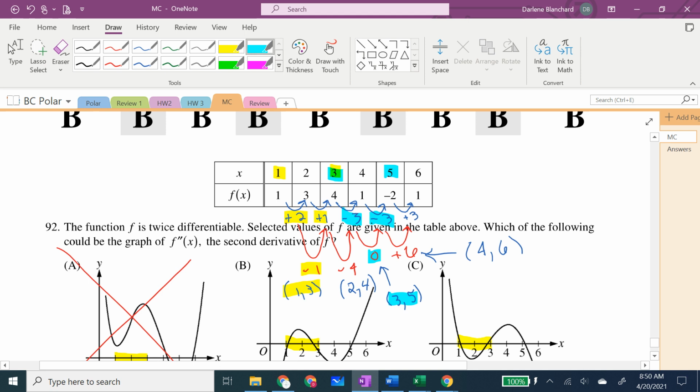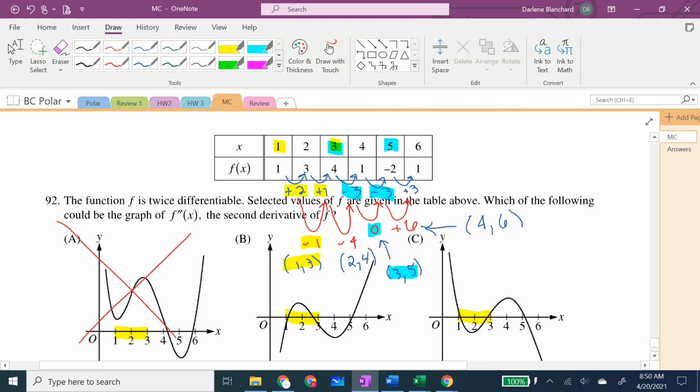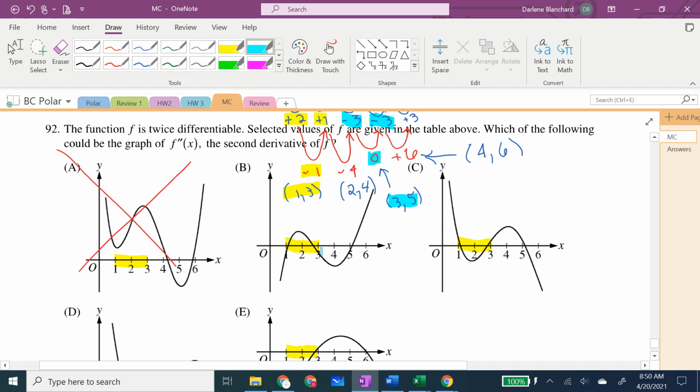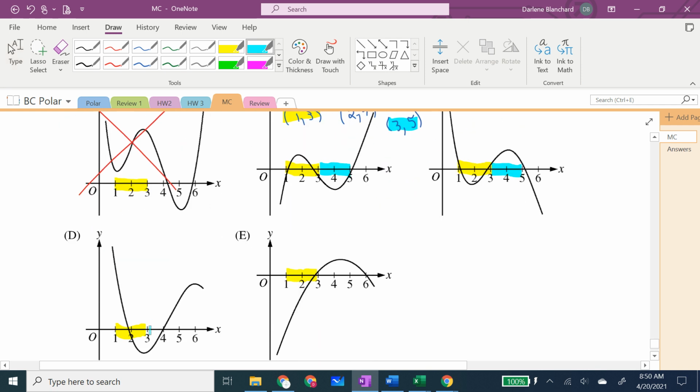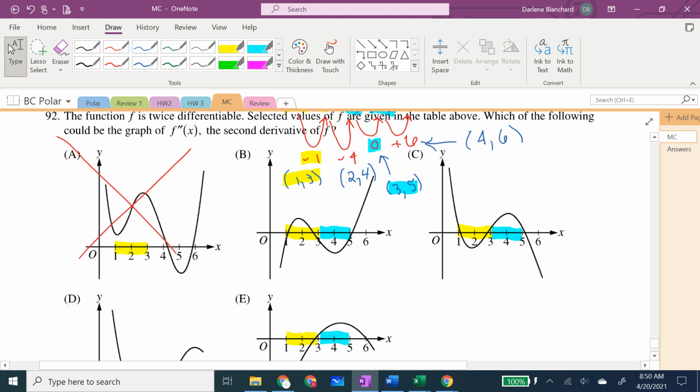So I'm looking at which of these graphs have a second derivative value equal to 0 between 3 and 5. And the answer here is no. The answer here is no. The answer here is yes. And the answer here is no. And if I went back up to letter A, that one had a yes for this.